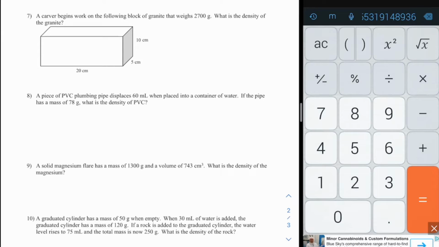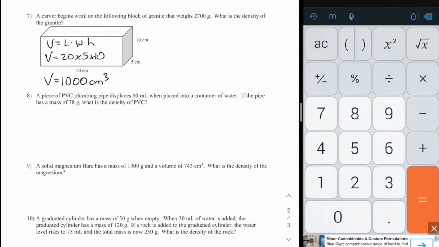Carver begins work on this piece of granite. There's the sizes. What's the density? So I know the sizes, so I've got to figure out the volume. Remember, length times width times height. So volume is going to be 20 times 5 times 10. So that volume is 1,000 centimeters cubed.